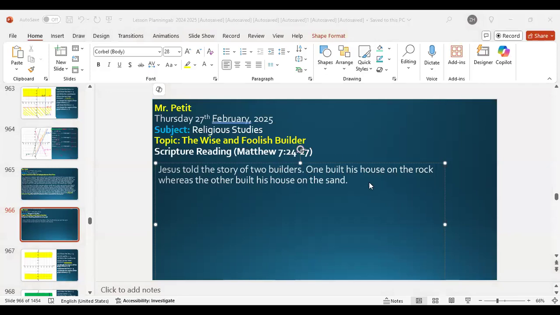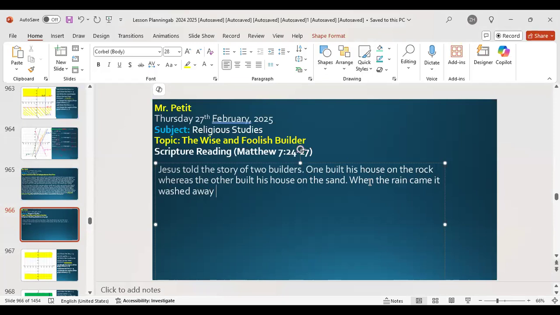When the rain came, it washed away the house. What did the rain do to the house that was on the sand? Wash it away. It washed away. Very good. When the rain came, it washed away the house on the sand.